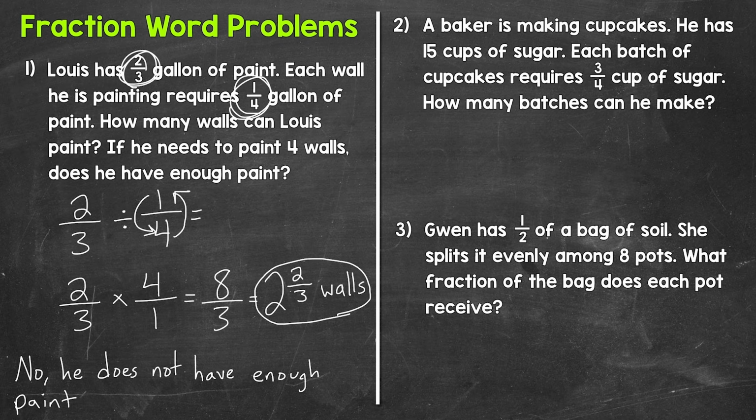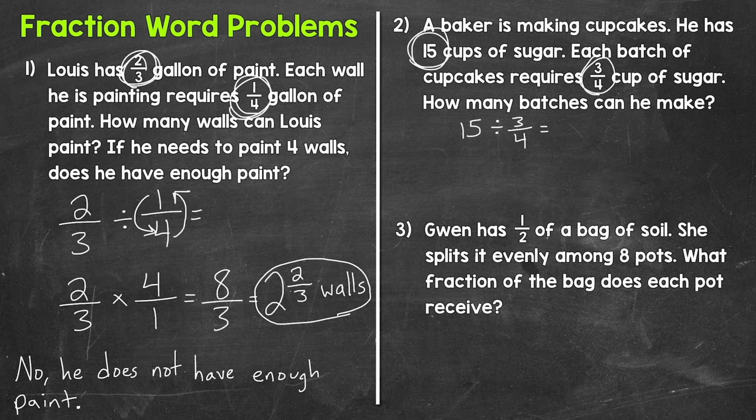Let's move on to number 2, where a baker is making cupcakes. He has 15 cups of sugar. Each batch of cupcakes requires 3/4 of a cup of sugar. How many batches can he make? So what we need to do here, the baker is starting with 15 cups of sugar, and he's splitting or dividing those 15 cups of sugar into groups of 3/4 of a cup of sugar. So we need to do 15 divided by 3/4.